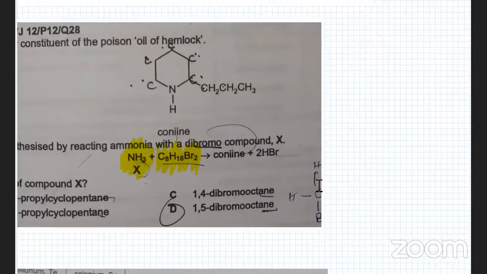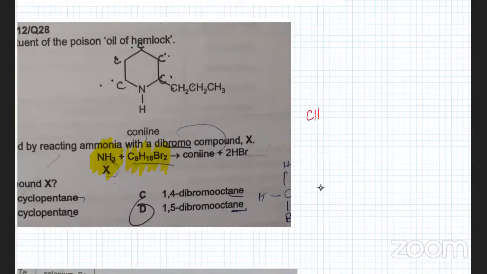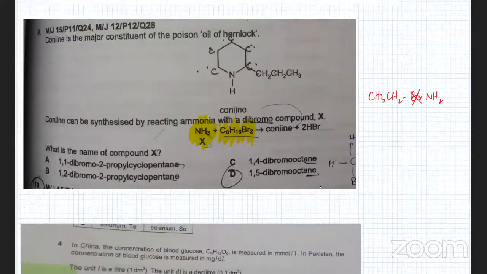I'll give you an example. You've got CH3, CH2 and Br. What will happen? The Br will get replaced by NH2, right? That's nucleophilic substitution. Now the question is, which one of them will undergo this reaction? You're going to react it with ammonia and this molecule is produced.